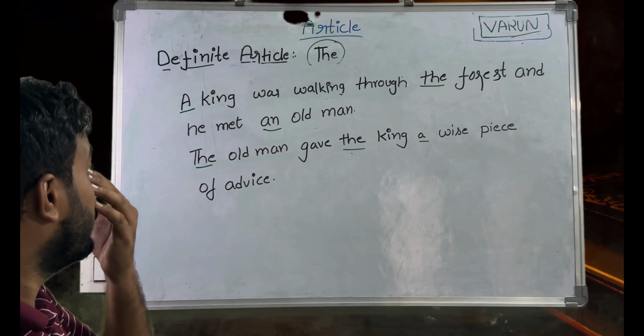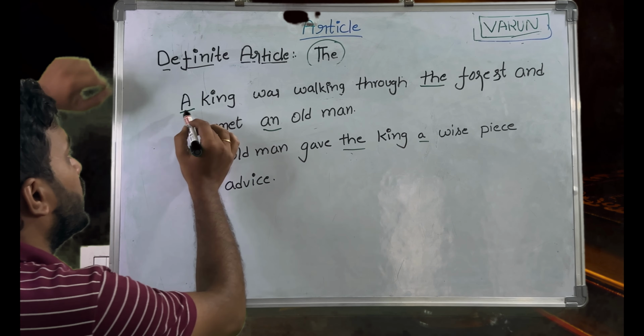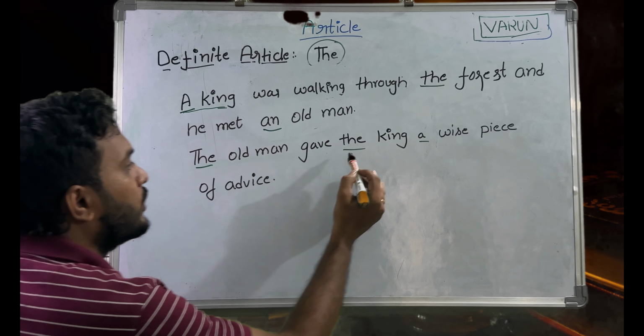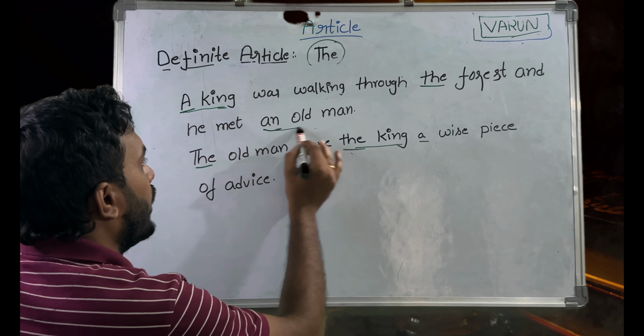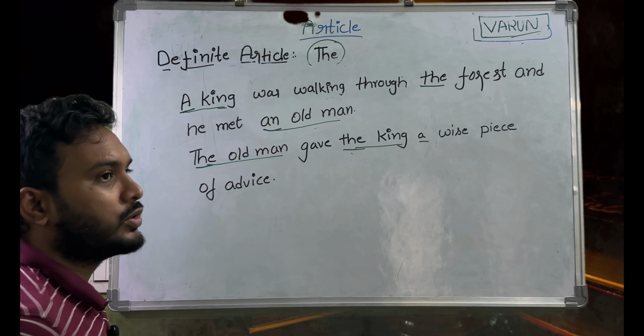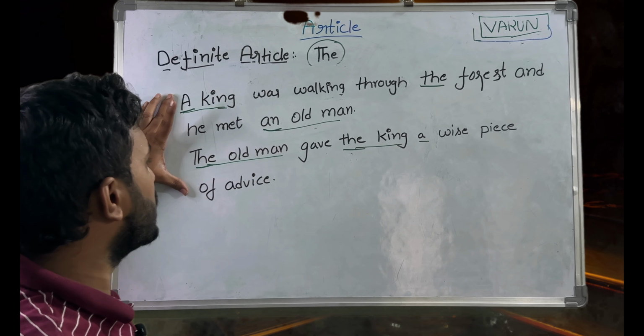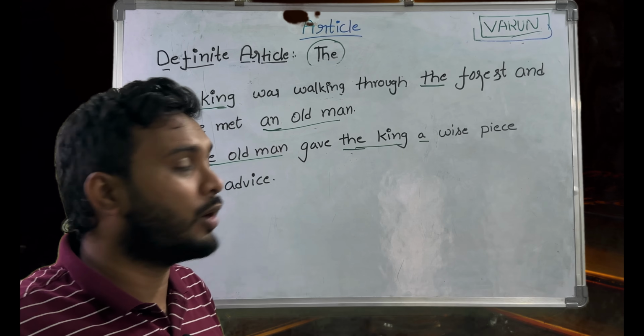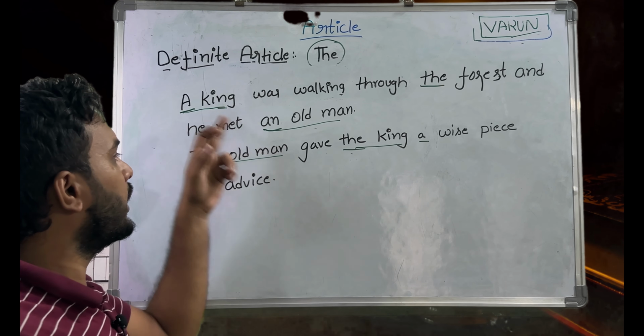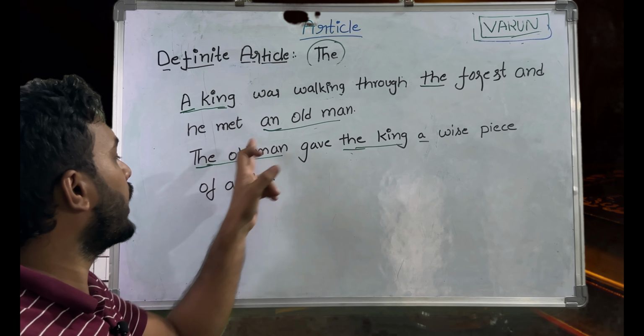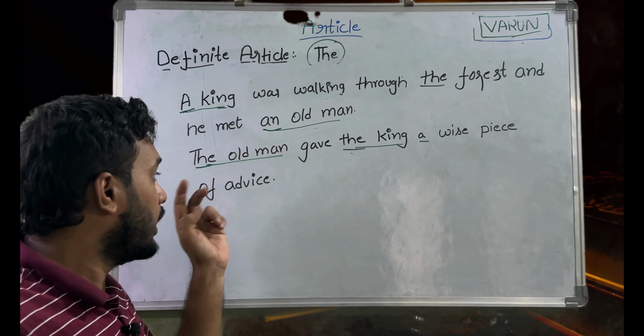So now we will discuss. You can see here a king, here used the king, an old man, the old man. So what was the difference? Okay, so now this is one short story for you. Now let me explain you how here a king, how here the king, and the old man and an old man, how these were differed.